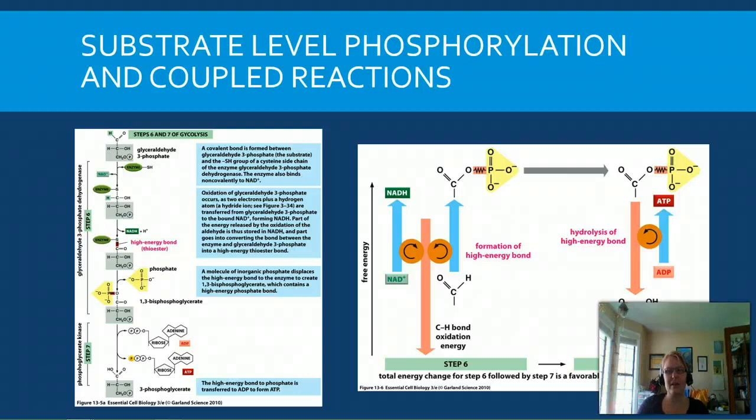And what this does is it helps us couple these reactions so that between step 6 and 7, when we have these big changes in the molecules, we end up with a favorable reaction energy of -3 kcal per mole. So it's really important to understand that that's how this substrate level phosphorylation is happening, is that we are coupling these reactions to create the ATP as well as drive forward the step from 6 to 7.